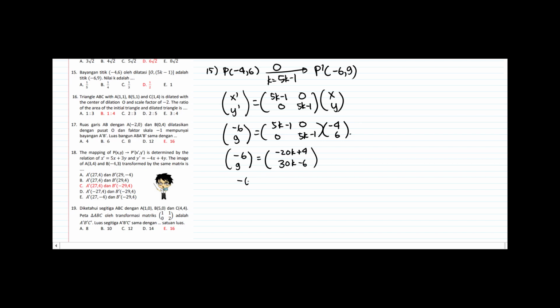Choose one of them. I choose the top one, negative 20k plus 4, negative 10 equals to negative 20k, so I have k equals to half. The question is k. K is half. Easy. Next is 16. Triangle ABC is dilated by center 0,0, scale factor negative 2.